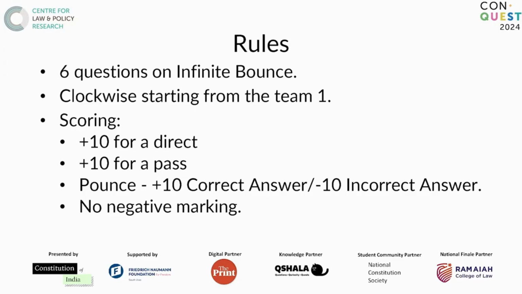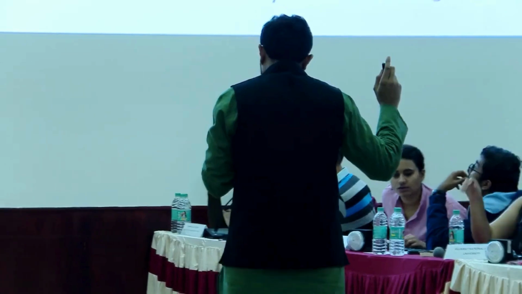But in any team, if they want to pounce, that is within 10 seconds of me reading out the question, if they think that they know the answer, they can raise their hand and indicate to me that they are going for that answer. If you get it right, plus 10. If you get it wrong, minus 10. Teams, all the very best. The first question will go to IIM Calcutta from the Potpourri round.